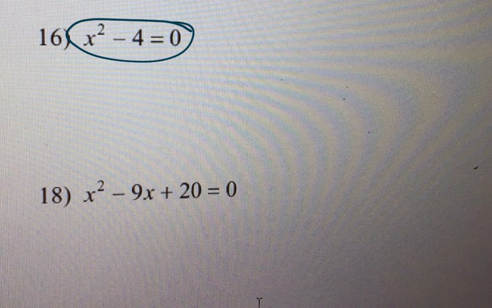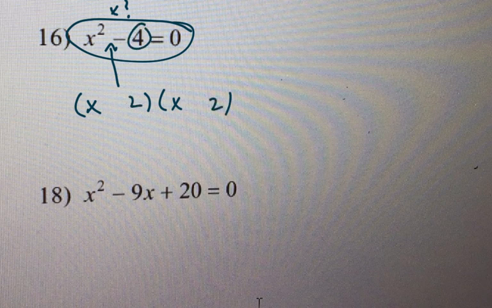But let's look at number 16, guys. What I'm hoping you remember is, since the x is missing in the middle, you know that this is a difference of two squares. So I know it's just simply x times x. 2 times 2 makes the 4. Plus and minus is how you do it.